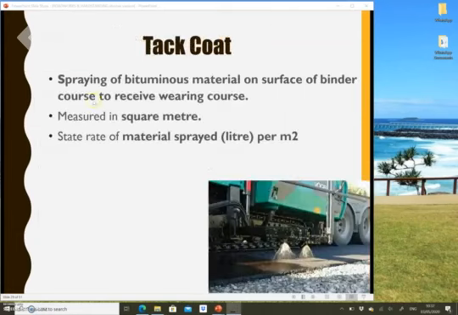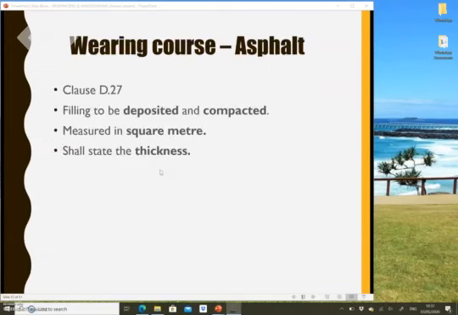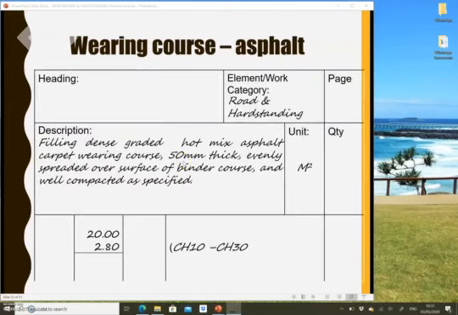Tack coat is the final coat. It's a bituminous material on the surface of a binder course to receive a wearing course. Measure as well in square meter. Spray tack coat, bitumen RC4, evenly spread over the surface of the binder coat at the rate of 0.5 liter per meter square. Lastly is the wearing course, D27. This is a similar description. The quantity is still the same, and the strategy in writing the description is also the same.